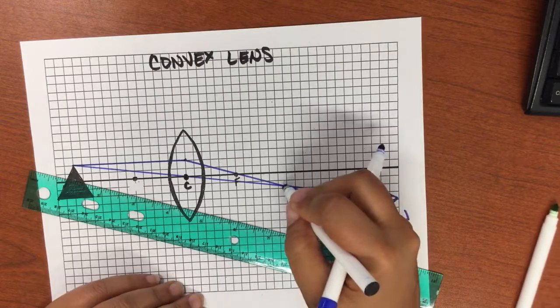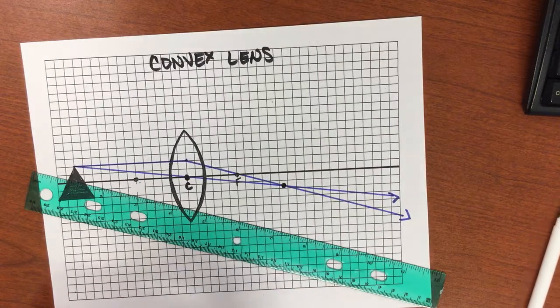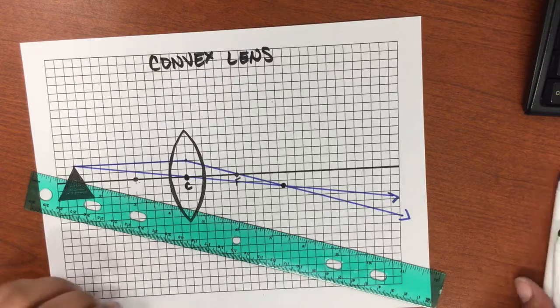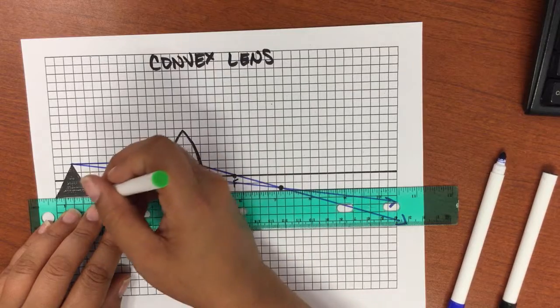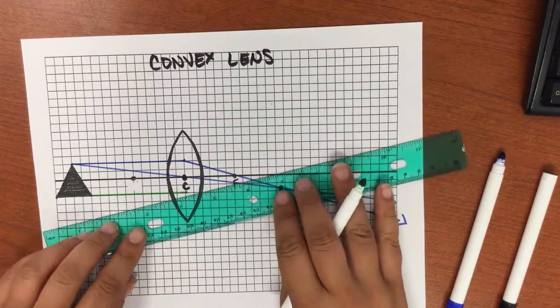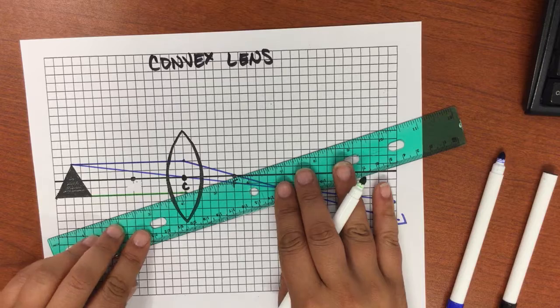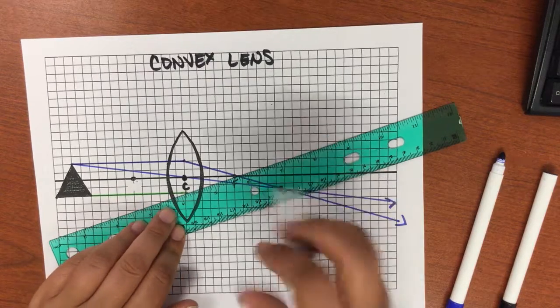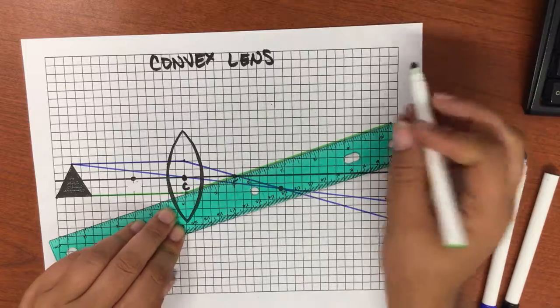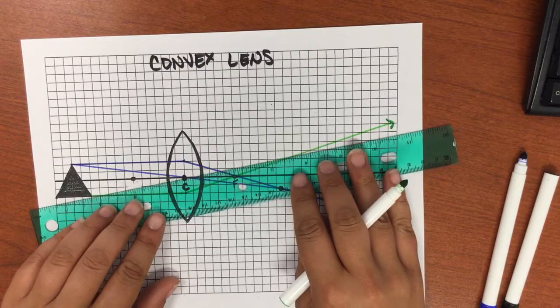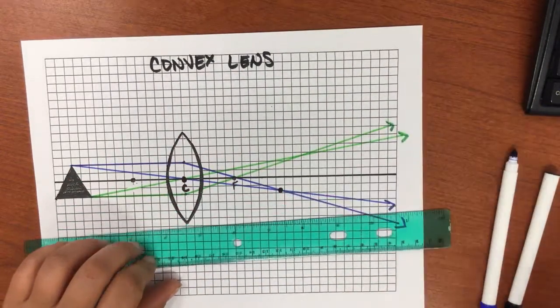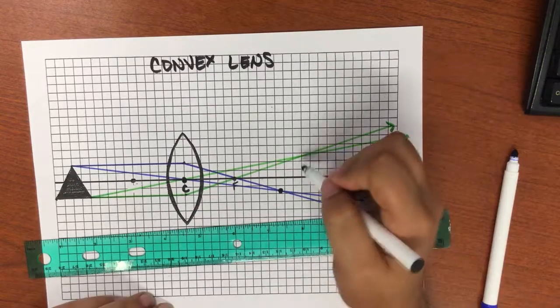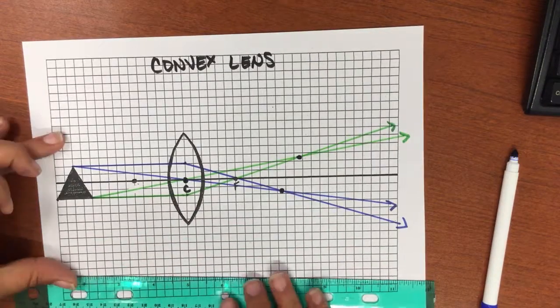Giving me a natural intersection right there. Do the same thing for the bottom. Parallel. Through the focal point and through my center. I have an intersection right there.